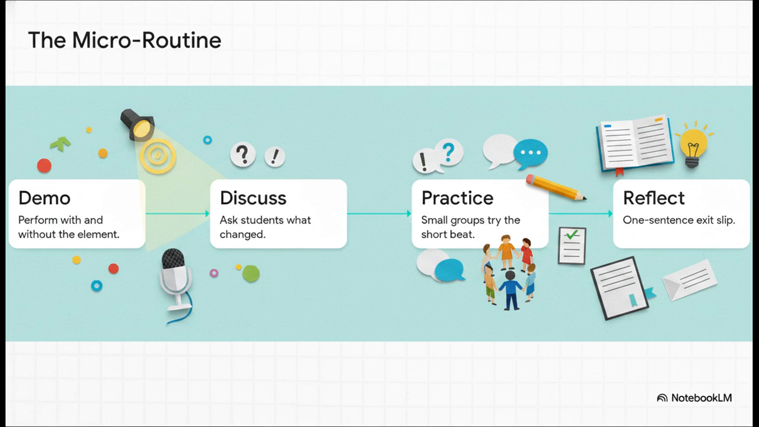Step 3 is practice. For about 4 to 6 minutes, small groups try the exact same short beat using the element. And as they do this, you're just circulating around the room with a simple 2-question checklist to keep them on track. Finally, step 4 is reflect. This takes just 1 to 2 minutes right at the end of the activity to really solidify the learning.